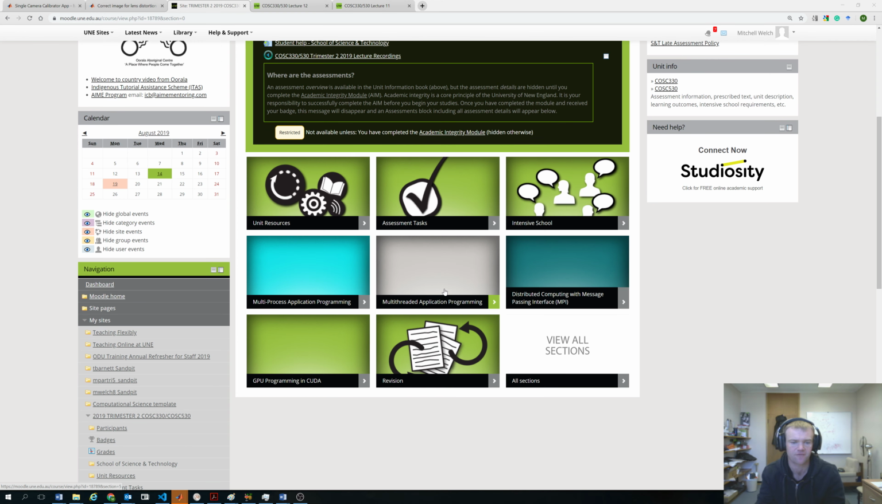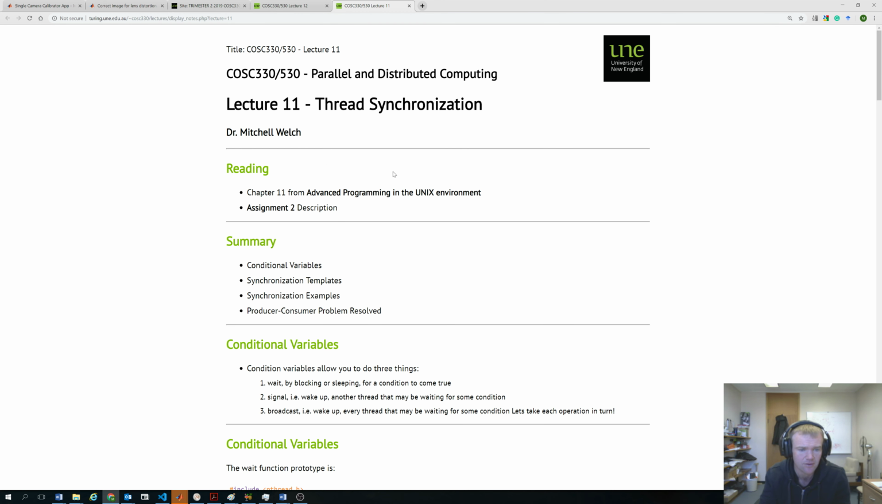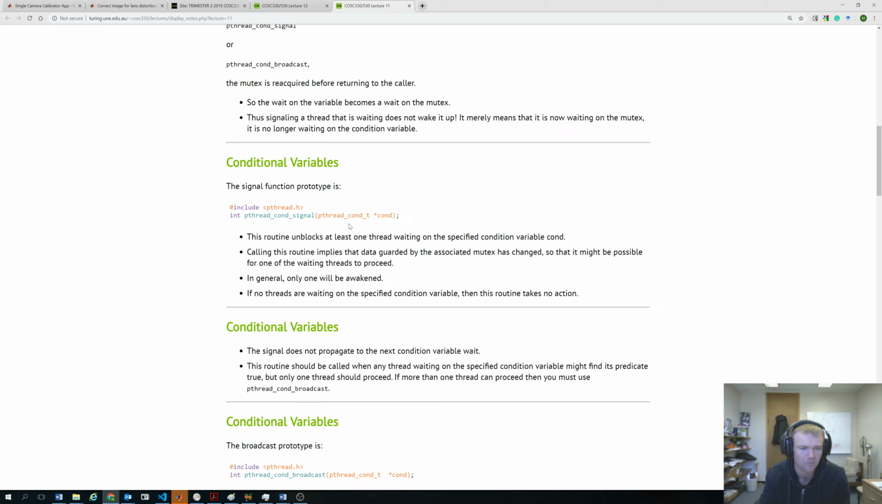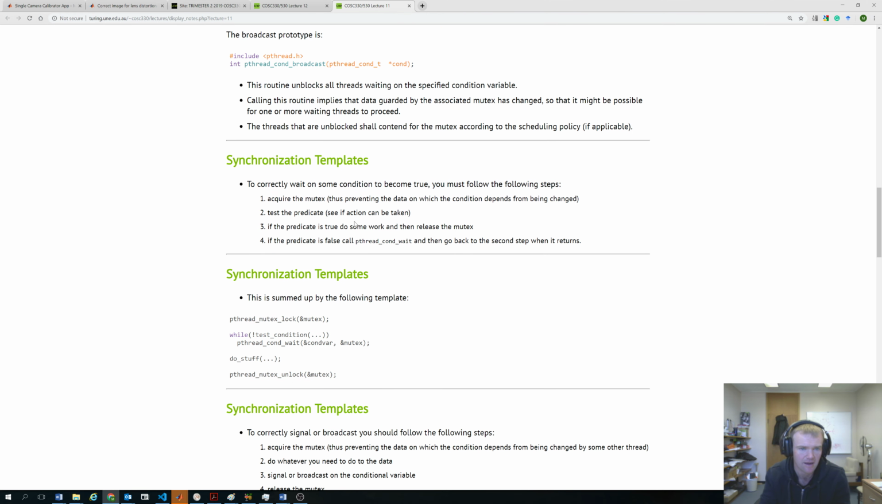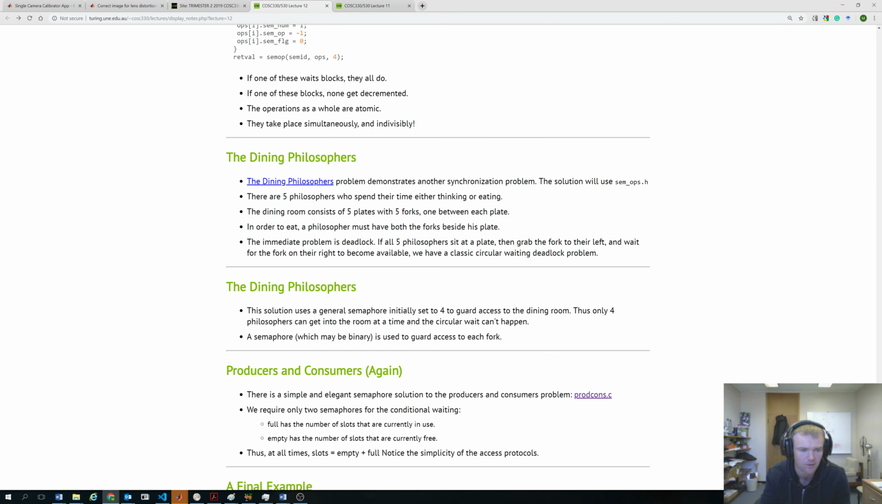And this week we're finishing up our look at multi-threaded application programming. So this week you're going to be looking at lectures 11 and 12. And in lecture 11, we're finishing up our look at thread synchronization. So you'll be looking at conditional waiting and building your own sets of semaphores and synchronization of the producers and consumers problem.